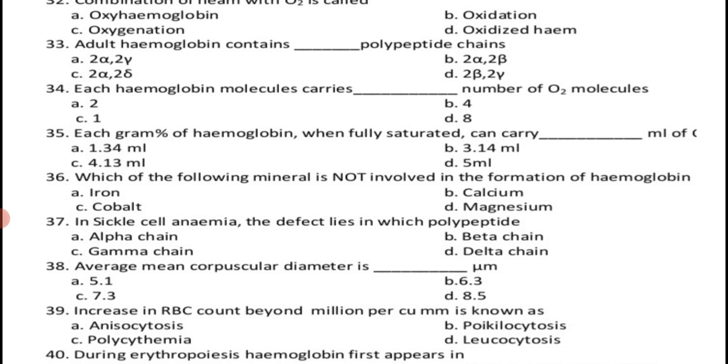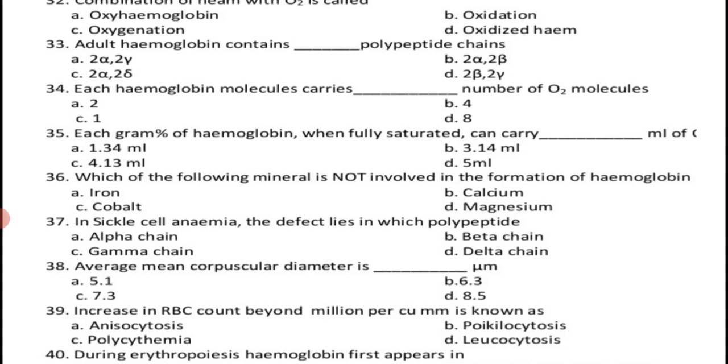In sickle cell anemia, RBCs become hard, looking like the English letter C, or like a farm tool, that is a sickle. Mutation in the hemoglobin beta gene can lead to sickle cell anemia. The beta gene is found on chromosome number 11. So the answer to question number 37 is the beta chain.